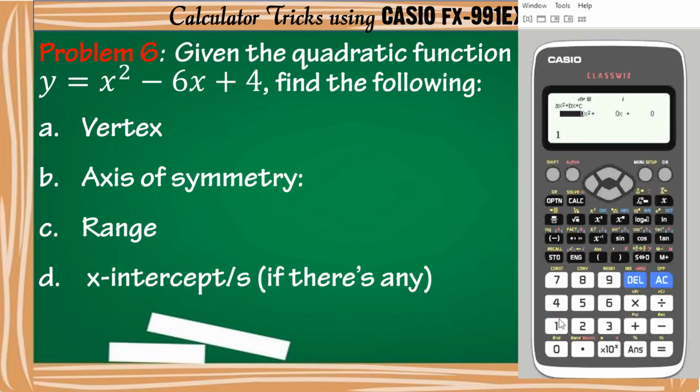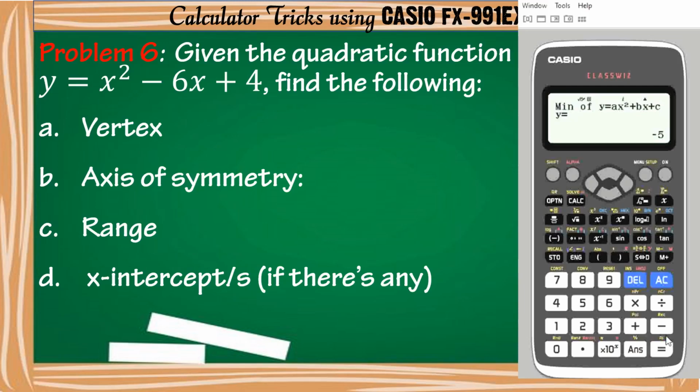1, negative 6, and positive 4. So we have 3 plus the square root of 5, the first value of x, and 3 minus the square root of 5, the second value of x, which are also our x-intercepts. So magiging point lang. Minimum value of x is 3, and minimum value of y is negative 5.